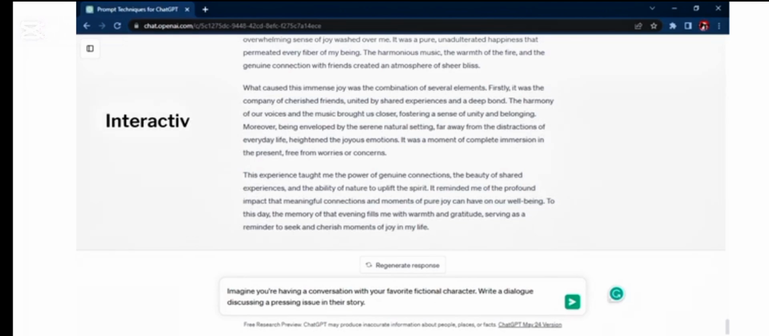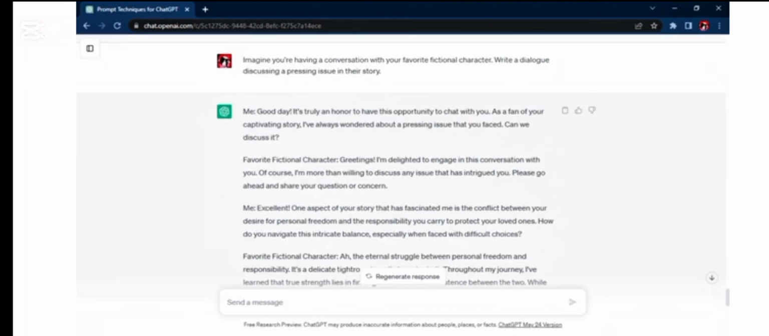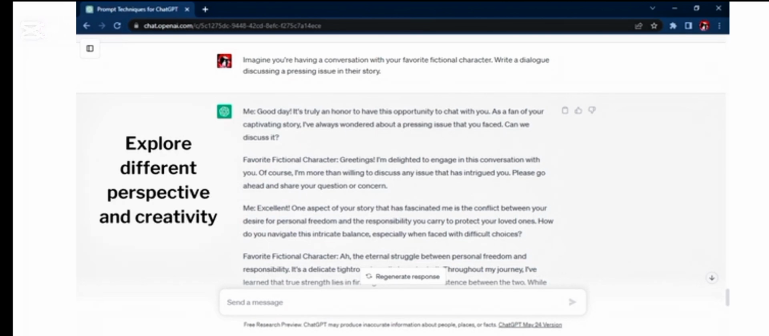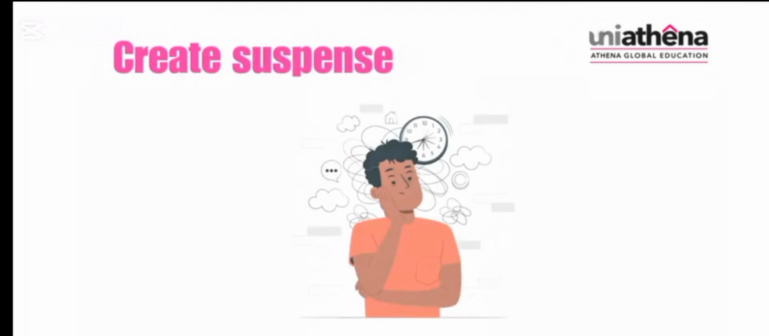This prompt sets the stage for an interactive response by placing ChatGPT in a conversation with its favorite fictional character. By asking it to write dialogue, it encourages ChatGPT to imagine an engaging discussion revolving around a pressing issue within the character's story. This prompt allows for an exploration of different perspectives and encourages ChatGPT to channel its creativity through dialogue writing.